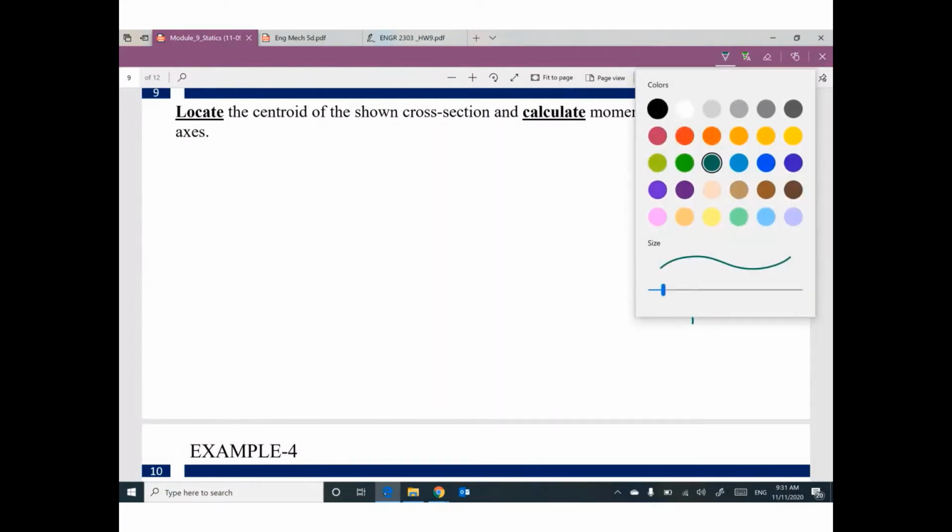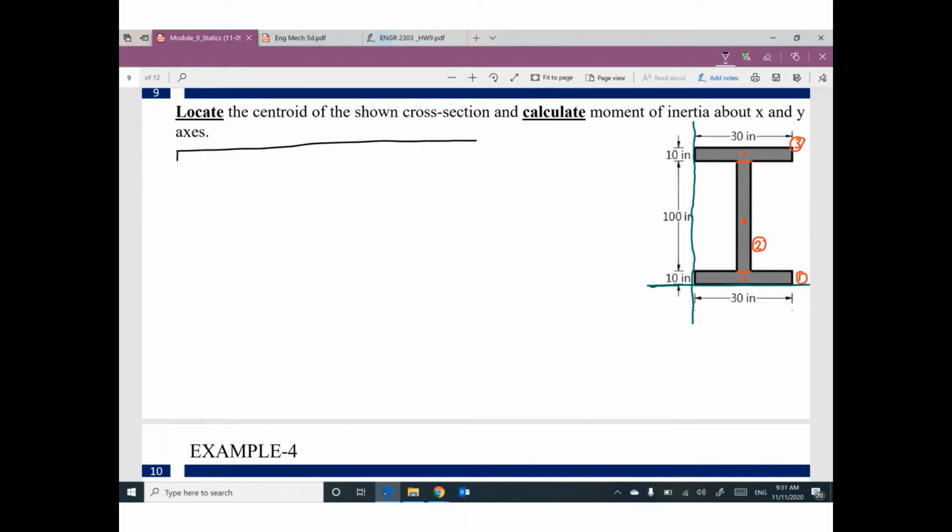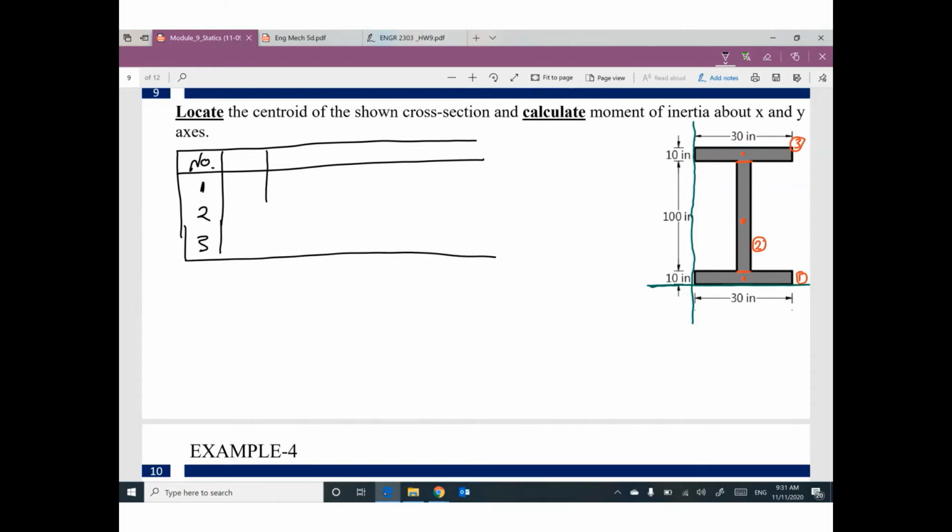The third step, I'm going to set up this table. How many parts did you divide this cross section into? 3 parts: number 1, number 2, number 3. What is the area of part number 1? Part number 1 looks like a rectangle, 30 times 10, so 300. Part number 2 is another rectangle, 100 times, not given. The thickness is 10 inch. So 100 times 10 will be 1000. Part number 3 is 30 times 10, which will be 300.